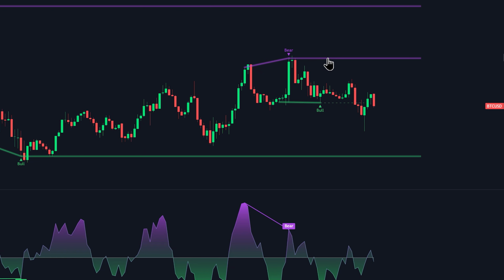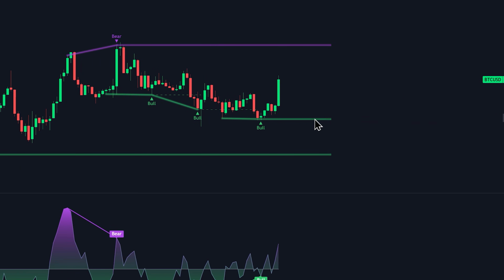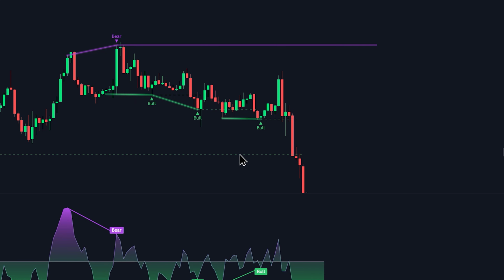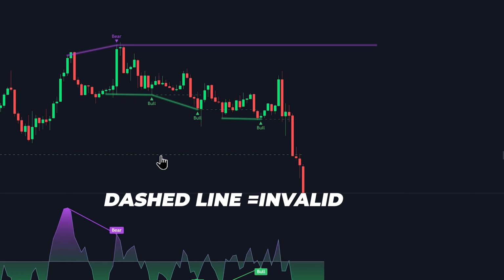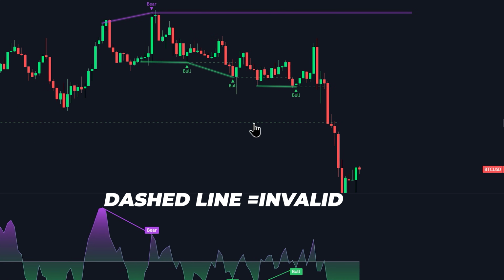And these zones are not just static lines that stay on your chart forever. They extend forward only while price continues to respect them. If price keeps reacting to the level, the zone stays active and keeps extending to the right. If price breaks through it in the opposite direction, the zone stops extending and turns dashed, which is the indicator's way of telling you this level is invalid now.